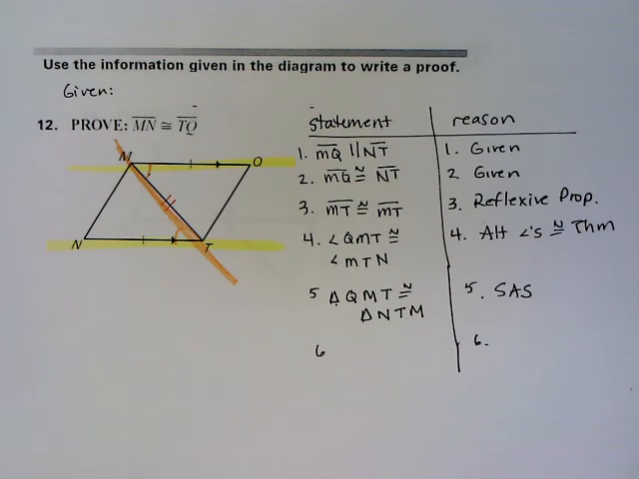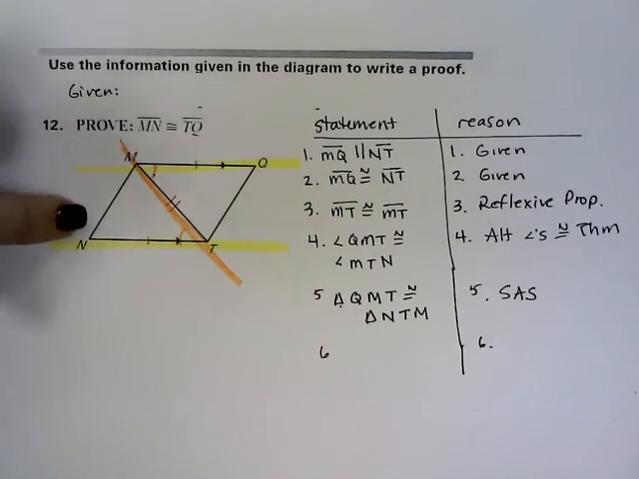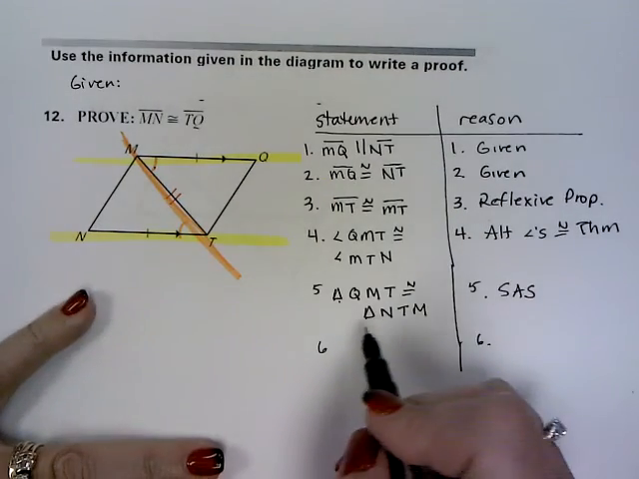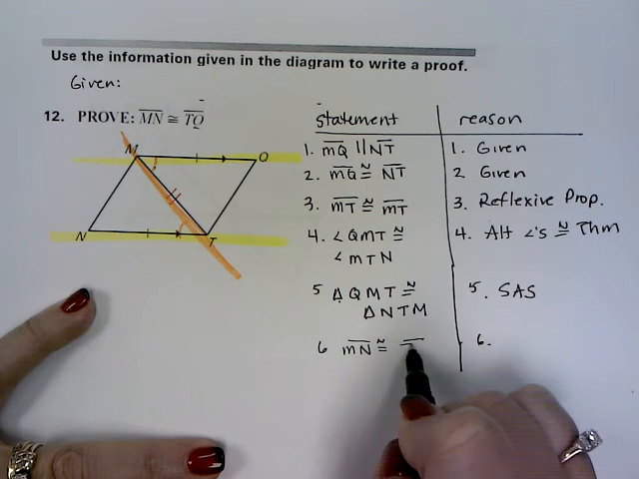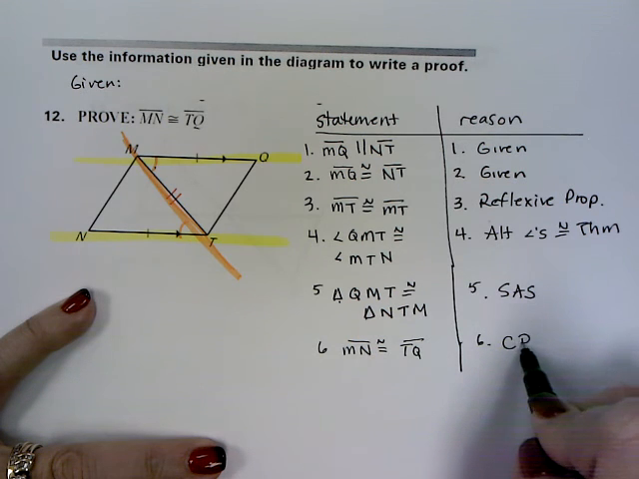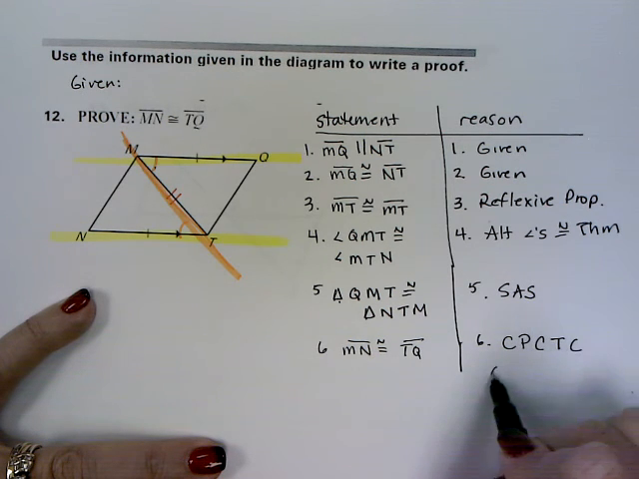Now that my triangles are congruent to each other, every little piece is congruent. So now MN can be congruent to TQ. And that's that corresponding parts of congruent triangles are congruent.